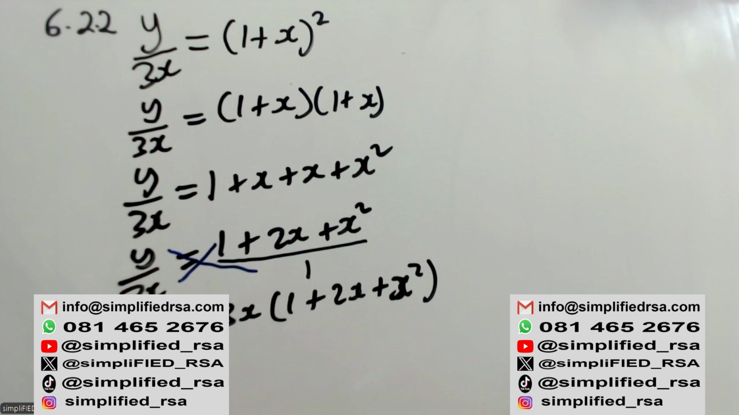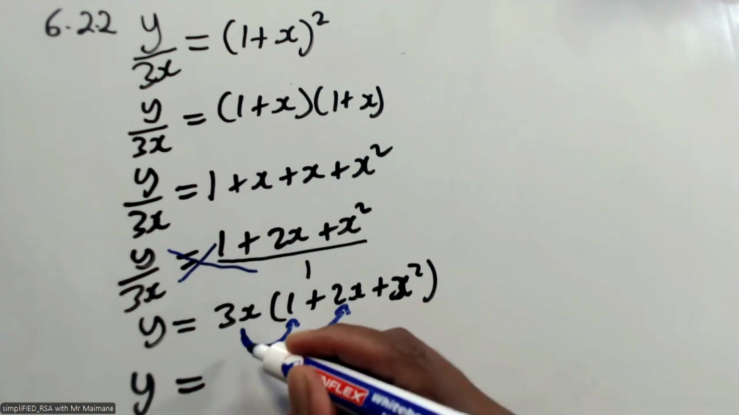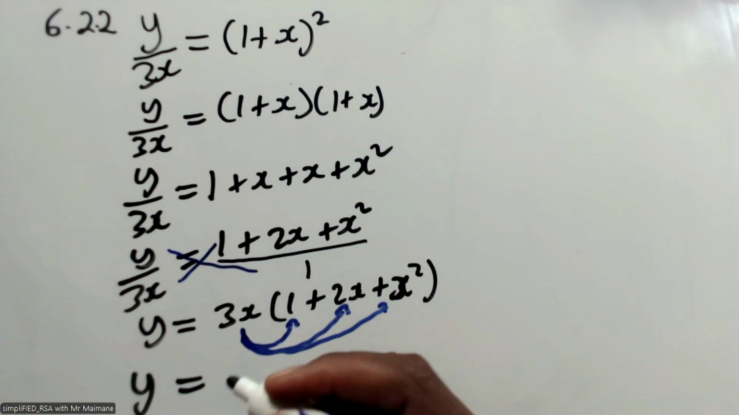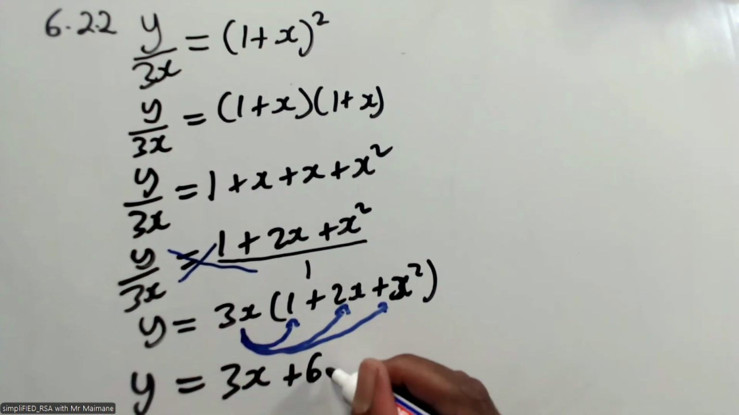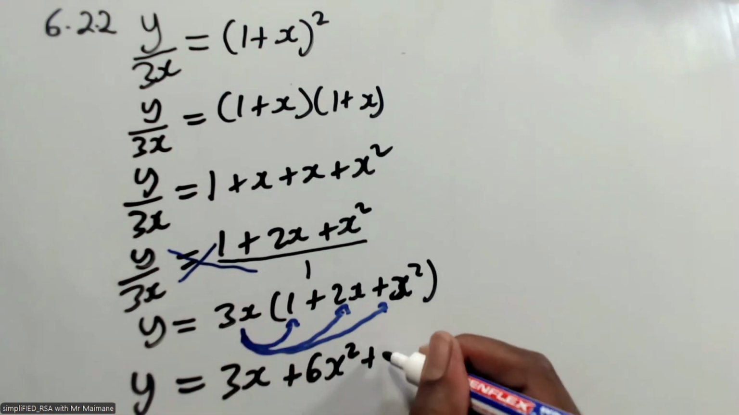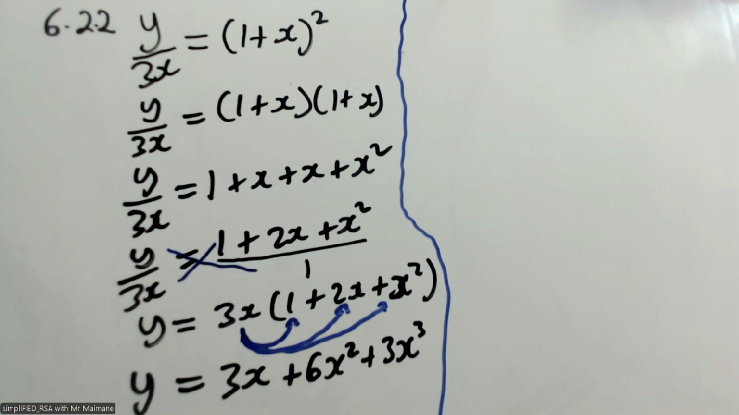If I FOIL this, that means I multiply the 3x by this, then by that, and then by that finally. So for the first one, 3x times 1, I would have 3x, plus 3x times 2x, I will have 6x squared, plus 3x times x squared, I will have plus 3x to the exponent 3. Now, you can see that each and every term is in the form of ax to the exponent n, meaning I'm ready to differentiate each and every term as required.